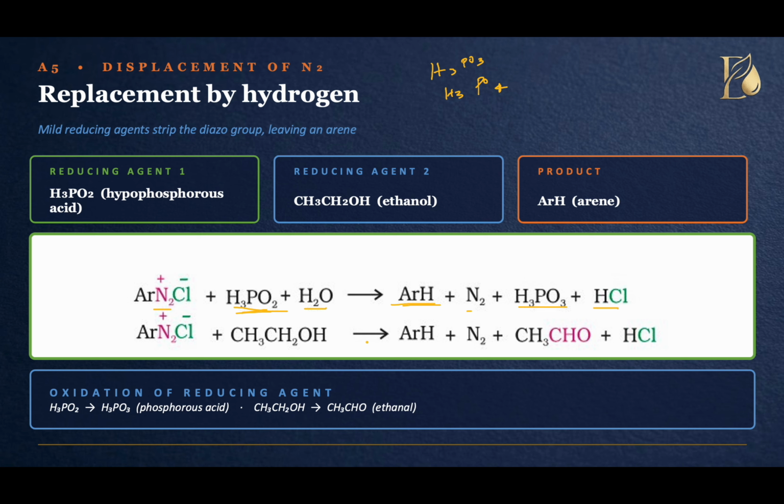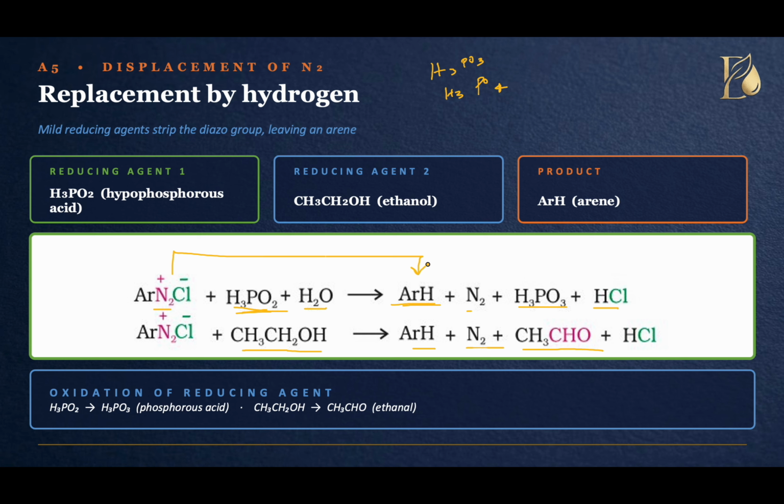And like that, we can do this reaction using another reagent, which is ethanol. Treating with ethanol, we can introduce a hydrogen atom to the aromatic compound, and along with that we will get N2 and CH3CHO. So what is happening here is basically the diazonium chloride is reduced using a mild reducing agent.